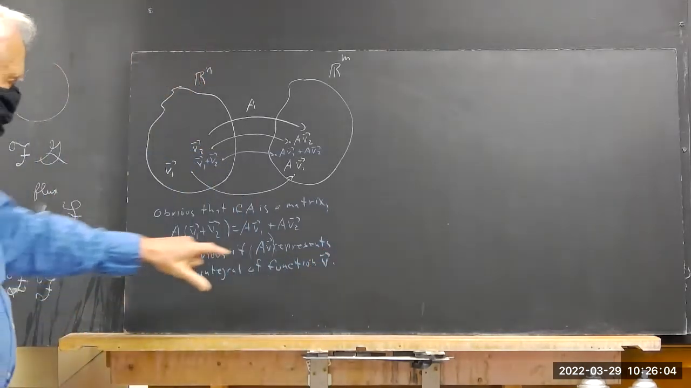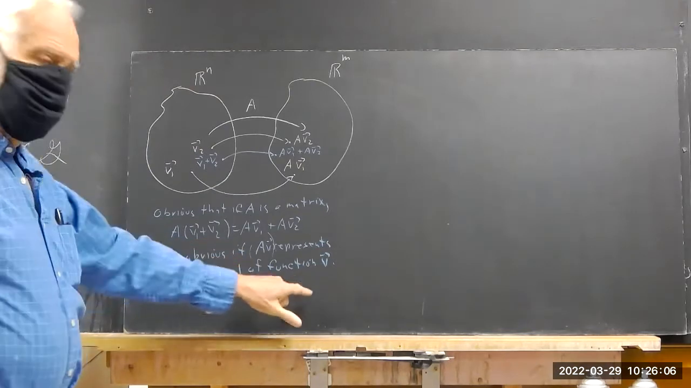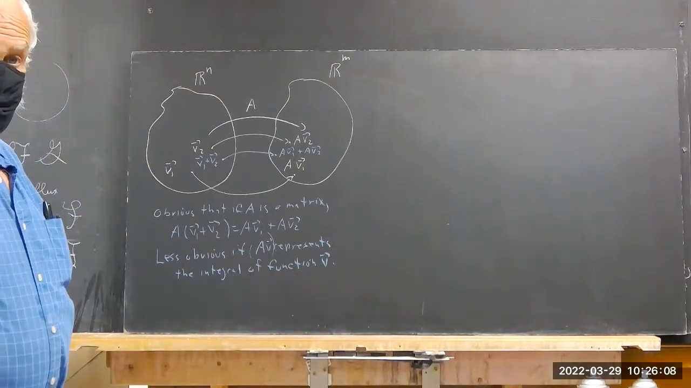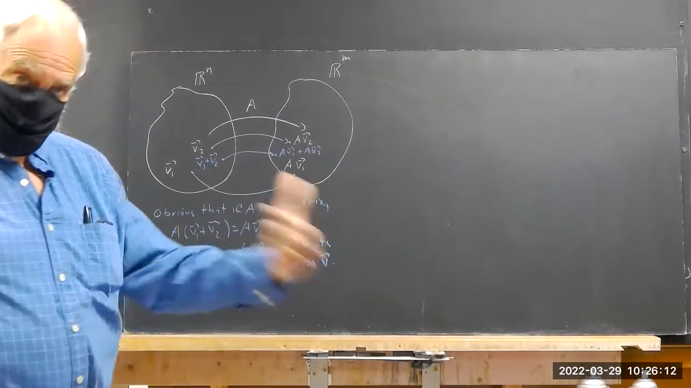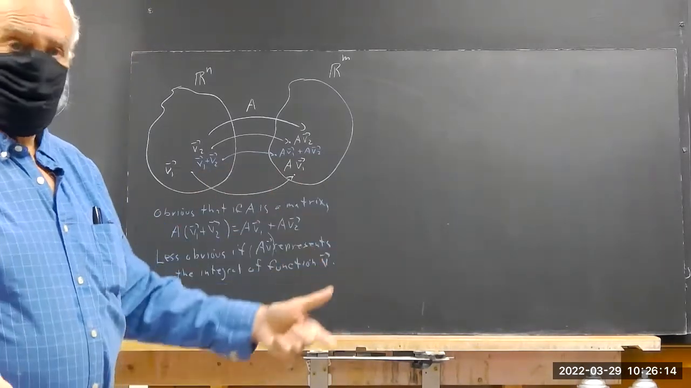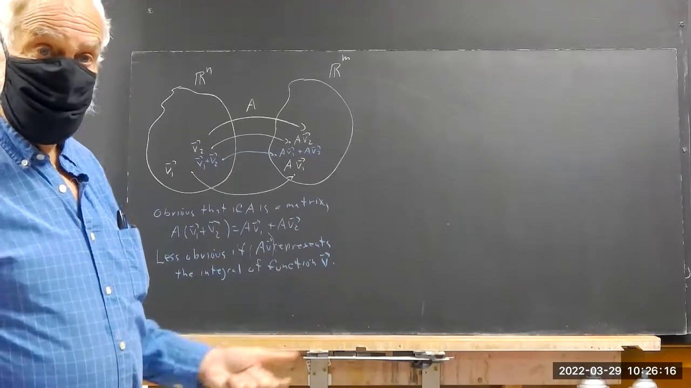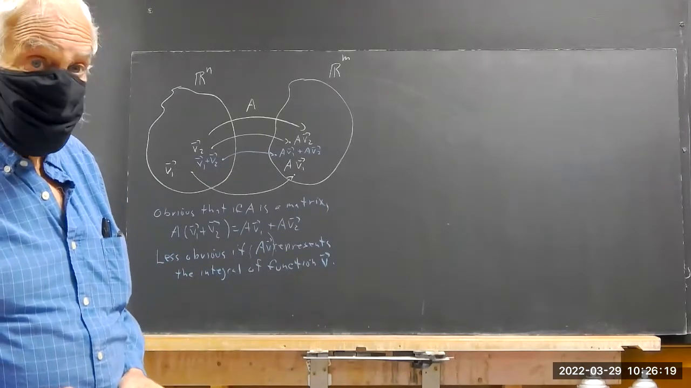A little less obvious if AV represents the integral of a function V. In other words, your vectors are functions, and you've seen examples of that, like C of 0, 1, continuous functions on the interval from 0 to 1.